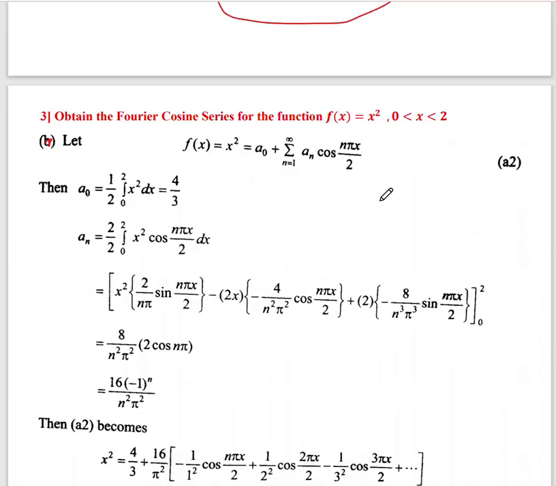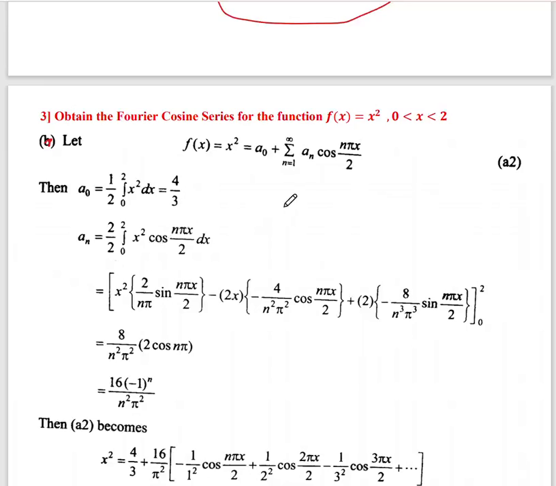If you observe, this function is already an even function. If we put x equal to minus x, you will get the x square term. So this function is an even type function. Therefore a0 is 1 upon 2, integral from 0 to L, that is 0 to 2, of x square dx. The integral of this term is x cube by 3. So putting upper minus lower limit, you will get 4 by 3.